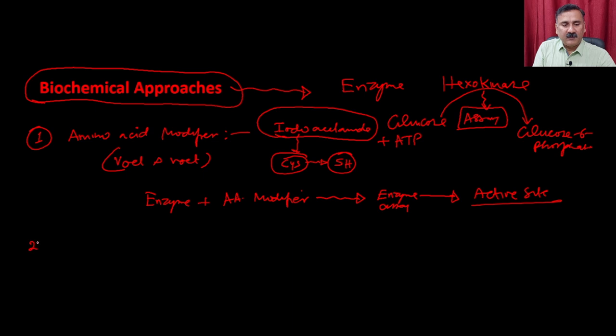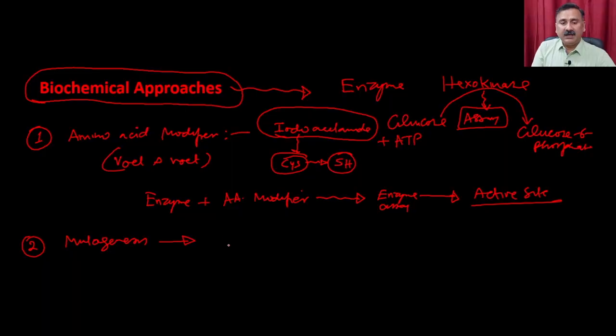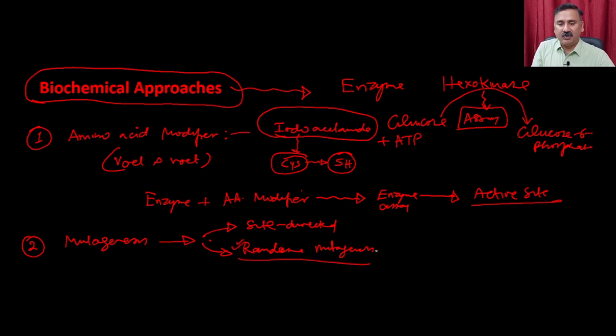The second approach is mutagenesis. Now, the mutagenesis approach will work only when you are working with an enzyme for which the sequence of the amino acids is known, for which the genome is known, and for which the gene is known, okay? In that case, you can do two types of mutagenesis: site-directed mutagenesis, or random mutagenesis, okay? Normally, if people don't know anything about the active site, they do random mutagenesis followed by site-directed mutagenesis.